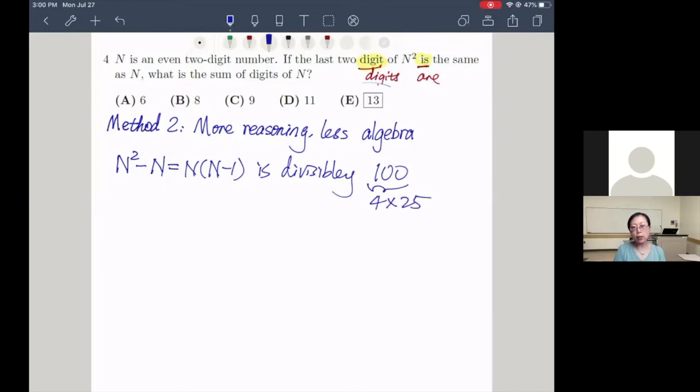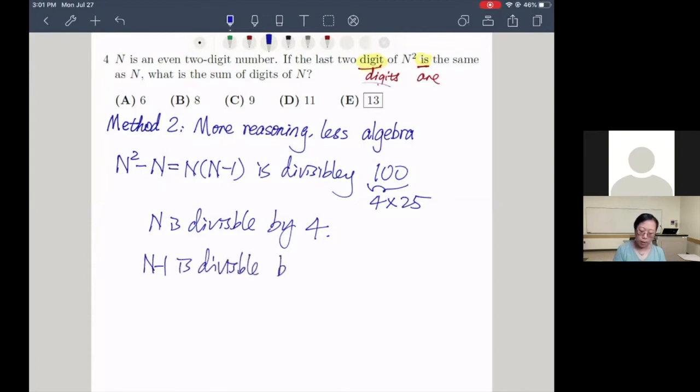If we look at 100, it equals 4 times 25. Because n minus 1 is an odd number, 4 should come from n, which means that n is divisible by 4, right? Now, where does 25 come from? If it comes from n, then n is at least 100 because it is already divisible by 4. That means that n minus 1 is divisible by 25, right? Okay, there are not that many choices because n has to be 2-digit.